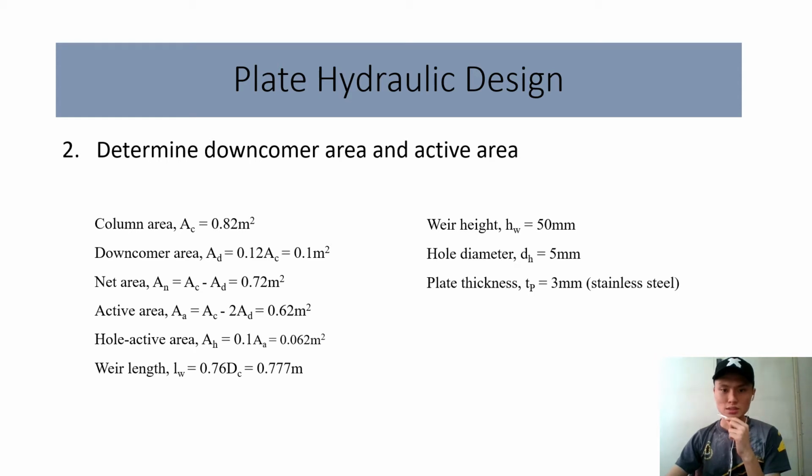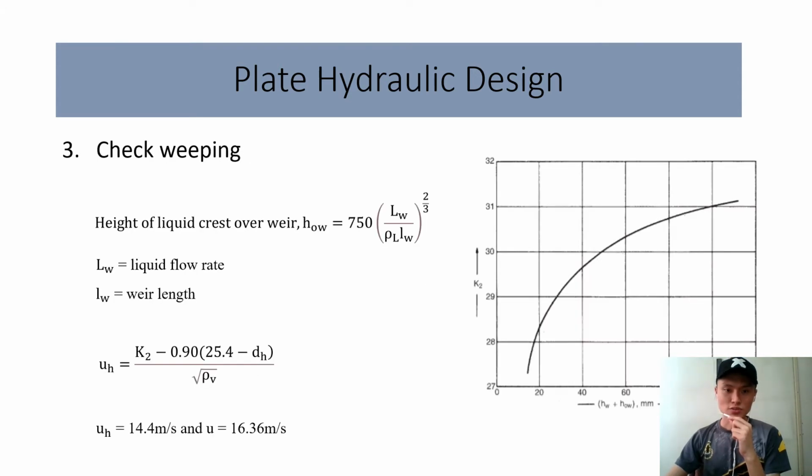So in this stage, we assume that weir height equals 50 millimeters, the diameter of hole equals 5 millimeters, and also the thickness of plate equals 3 millimeters since we use stainless steel. Next, we need to check for weeping. To calculate the weeping velocity, we need to find the K2 value. So the K2 value is related to the height of liquid crest over weir. By using this equation and this figure, we can find that our weeping velocity equals 14.4 and our actual velocity equals 16.36. Since it is well above the weeping velocity, our result is acceptable.